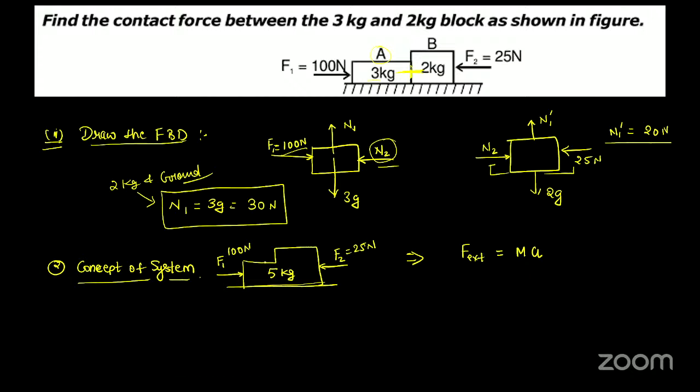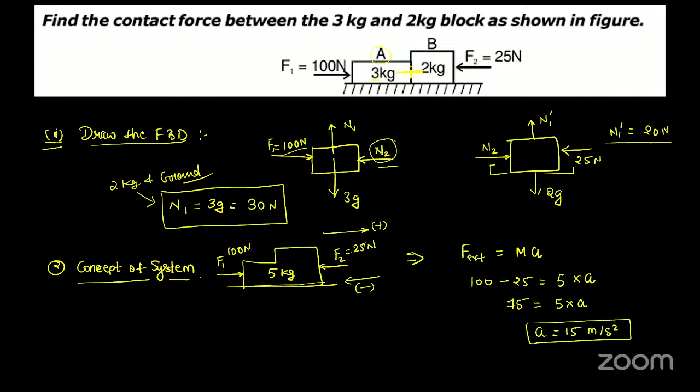F external: we will take this side force as positive, and this side force as negative. So here we have applied 100 Newton positive minus 25 Newton equals mass, which is 5 kg, times acceleration, which we have to calculate. This will become 75 equals 5 into A. So A will become 15 meter per second square. Now what is the use of this acceleration? If the whole system is moving with acceleration 15 meter per second square, these individual blocks will also move with this acceleration, 15 meter per second square.